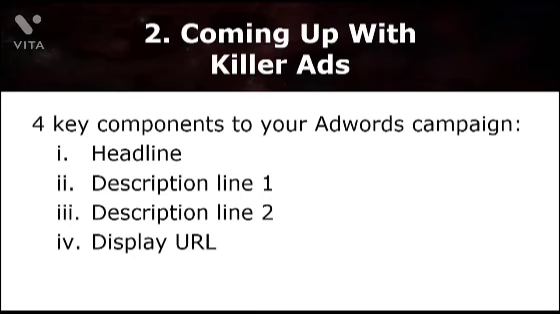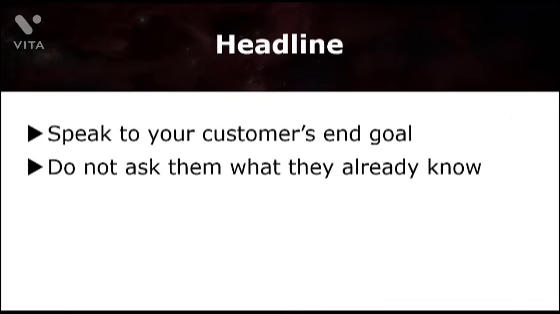2. Description line 1. 3. Description line 2. 4. Display URL. Bear in mind that these components will either make you or break you. First, let's look at the headline. The headline should be your main focus, as it is what your prospects will be reading first of all. Moreover, AdWords will only allow a maximum of 25 characters per headline, so make every precious character count.